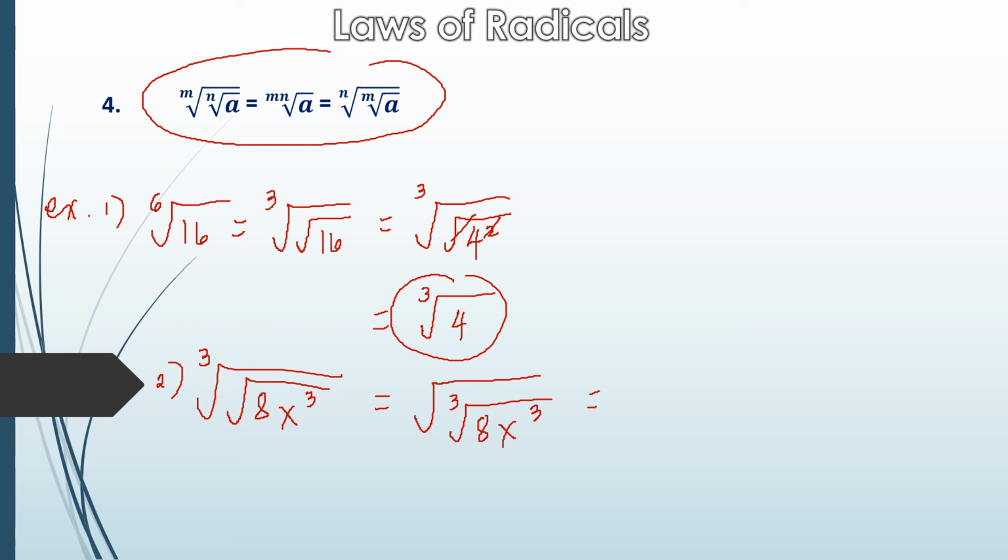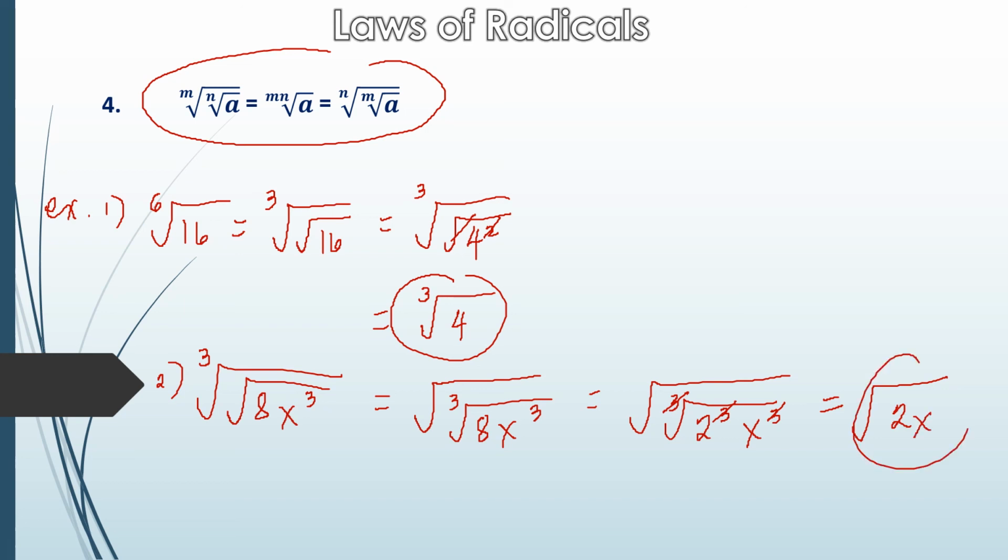Now, if we are going to express 8 in exponential form, that is also the same as 2 raised to the third power. And then let's copy x cubed. Applying the first law of radical, we can simply cancel this because the index and exponent are equal. So it means that the given expression is equal to the square root of 2x.